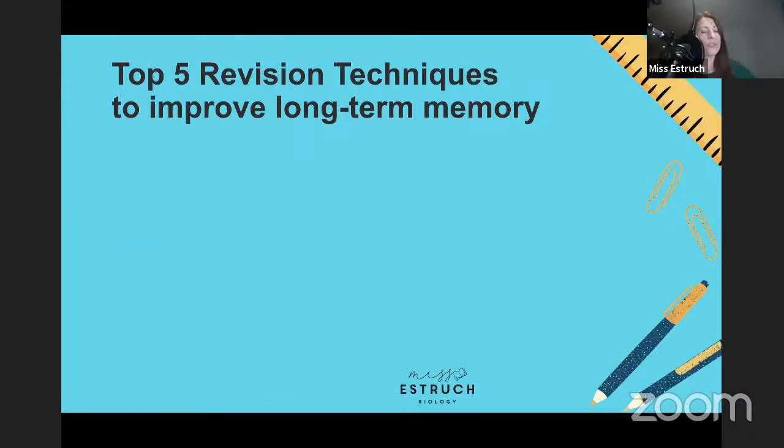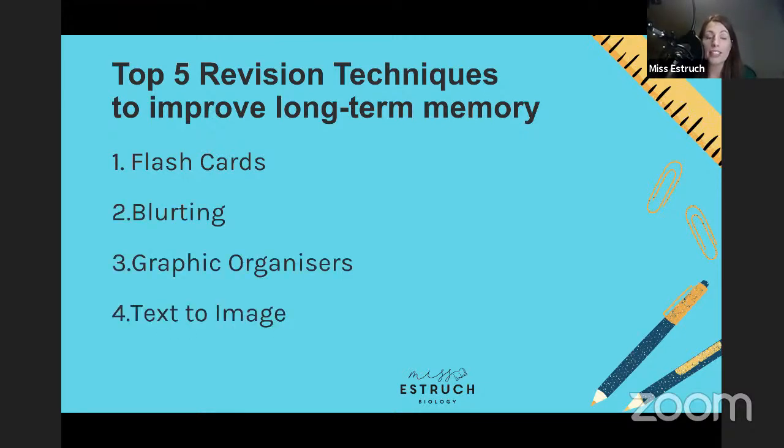So the bit that I'm sure everyone has been waiting for: the top 5 revision techniques that I recommend to improve your long-term memory. I'm going to go through each one, but here is the list first of all. Flashcards, blurting, graphic organisers, text to image, and practice questions. And if you had seen the post that I put on Instagram, you would have seen that those were the 5 already, but I'm going to go through them.